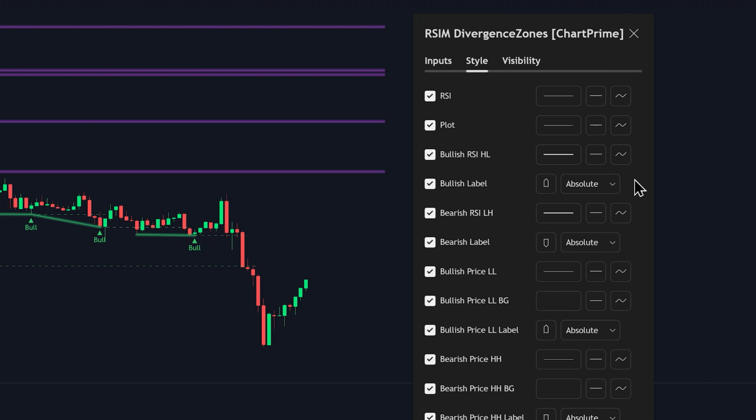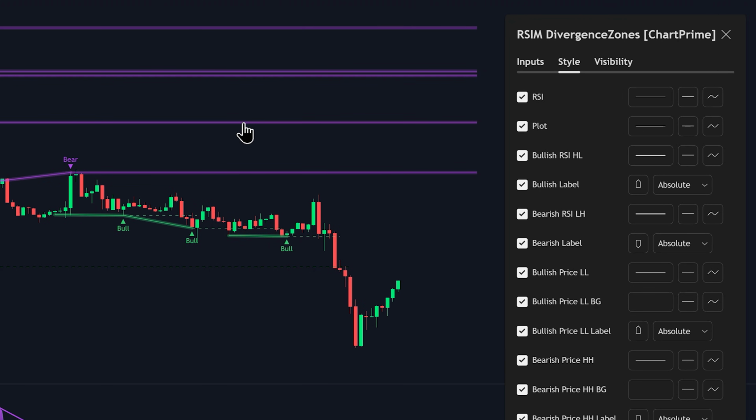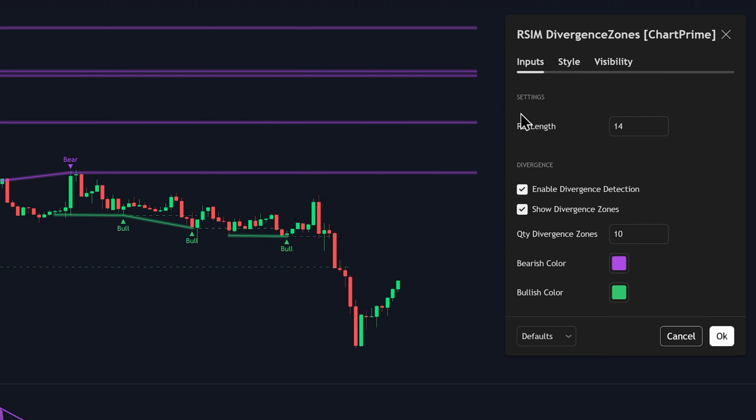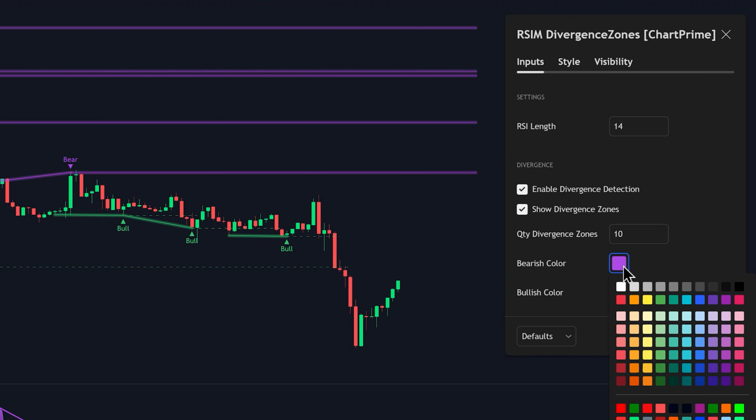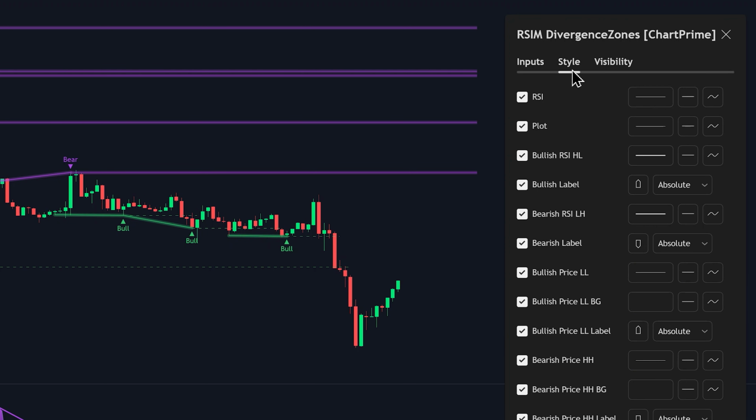Then you have the divergence zones themselves. The zones are toggleable and you can customize the way they look. You can adjust bullish and bearish colors separately so you instantly know which side you're dealing with. You can also adjust things like background fill intensity, line width, and transparency so the zones are clear but not so loud that they hide your candles.